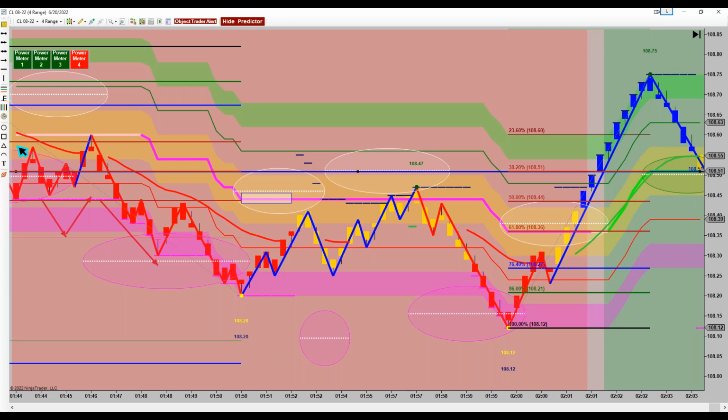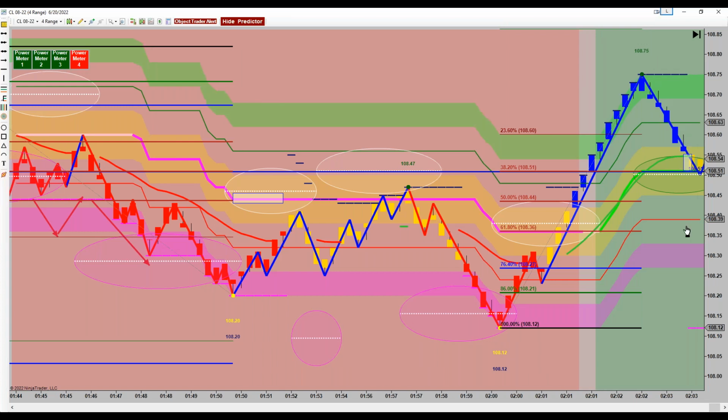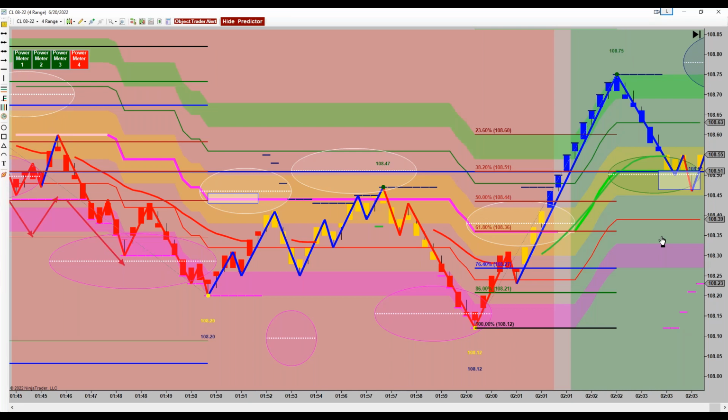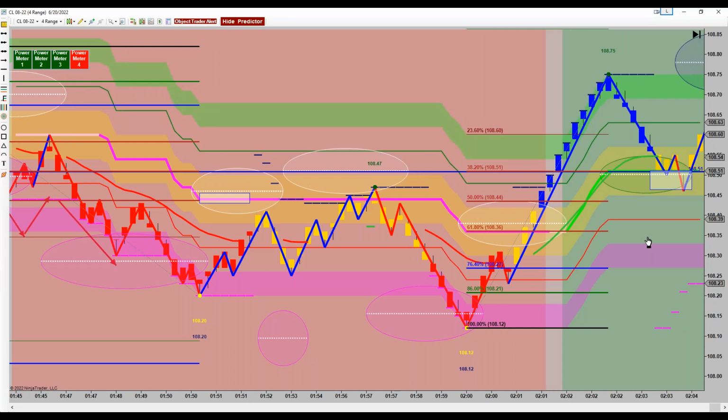So I'm going to box this in. It's bouncing off the 50, so I might already be in it, but let's just say we didn't. Went a little bit lower, so I'm going to rebox it in. Scared? Not scared, but you know what I mean.